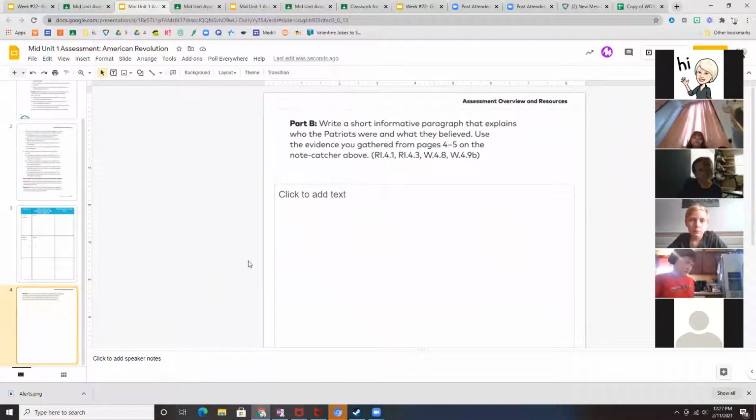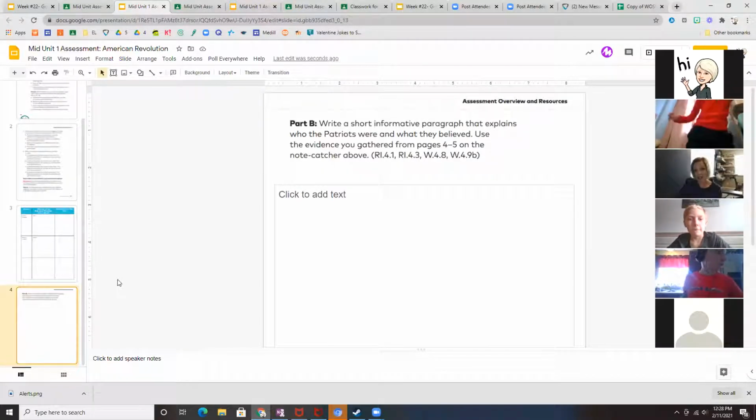On slide 4, write a short informative paragraph that explains who the patriots were and what they believed. Use the evidence you gathered on page 4 and 5 from the note catcher, and use evidence that you gathered from yesterday or that we gathered together. So you should have a good, solid, clean paragraph with at least one quote, 2 to 3 pieces of evidence.